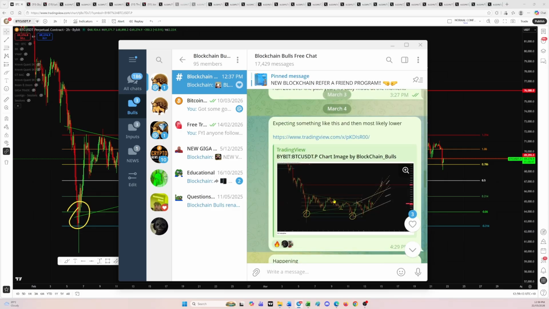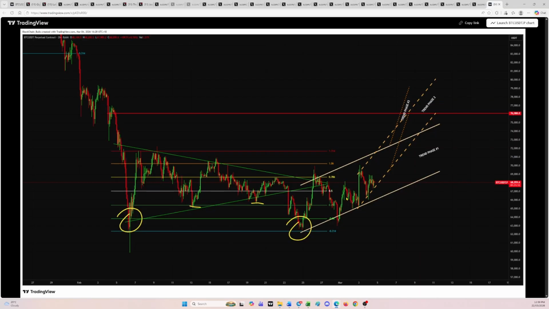What tradable post are we talking about? This one up here the day before, expecting something like this, and then most likely lower. So what do we see here? This was back here. We said it's going to continue up. This was a low, a double bottom, and then it's going to start trending up. Trend phase 1. Move into a trend phase 2, and then peak at a trend phase 3 where I was expecting something like this 76 line to be breached.